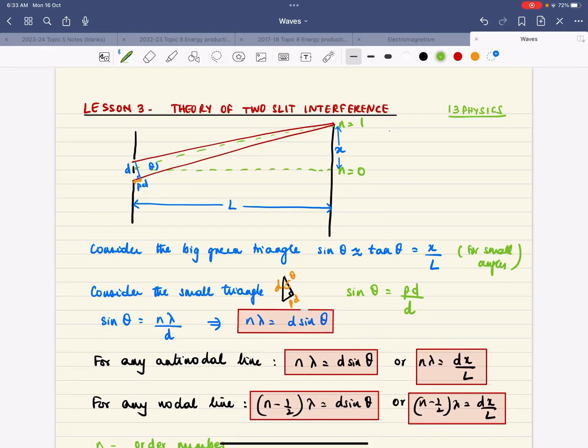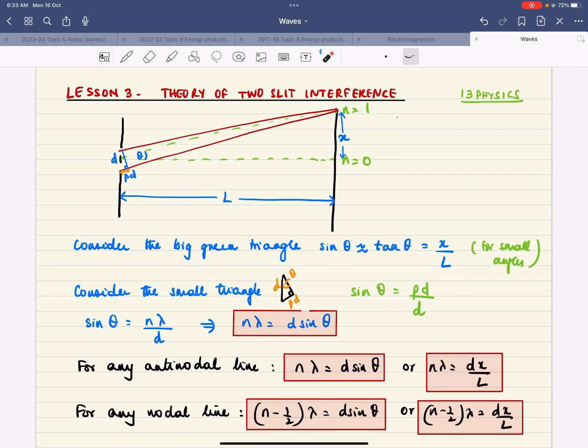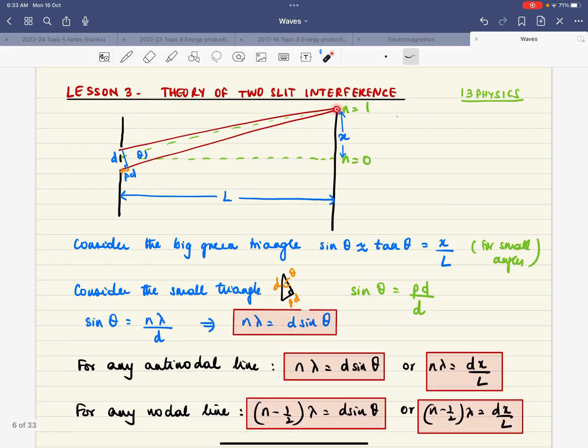Lesson 3 on waves, and this is the theory of two-slit interference, and it is for year 13 physics. So what I have drawn over here is two slits, and the distance between the two slits is d, and this is your central antinodal line where n equals 0, and this is the next antinodal line. Okay, and in order to form this point here, waves from this slit as well as waves from the other slit have to meet to form that first order antinodal point there.